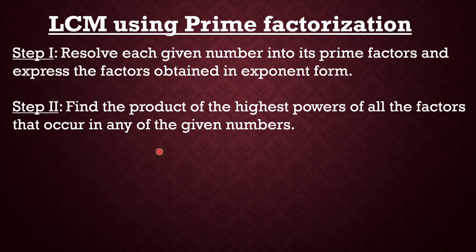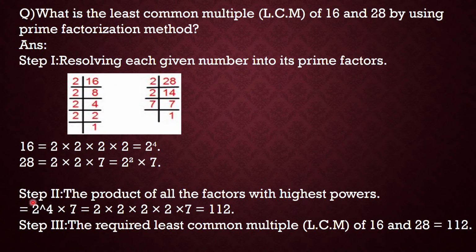Okay, which is having the highest power comparatively? Here 2 to the power 4 has the highest power. And here 7 to the power 1. Here 7 is not there in the other number, no? So we have to consider 2 to the power 4 into 7. Make sure that you take the highest power number, and for 7 to the power 1, we don't have any other number, no? So we have to consider the 7 and multiply.